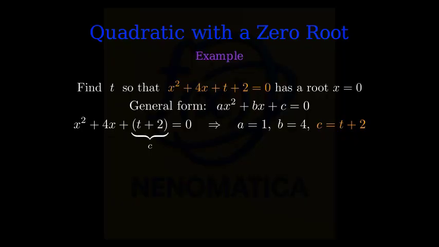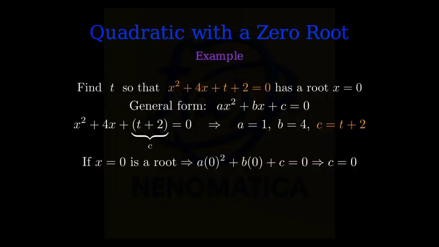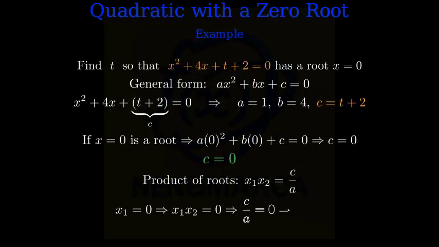Step 2. If 0 is a root, substitute x equals 0 into the equation. The x squared term and the 4x term vanish, leaving only c equals 0. Therefore, c must be 0. As a quick cross-check, the product of the roots equals c over a. If one root is 0, the product must be 0, which again forces c equals 0.